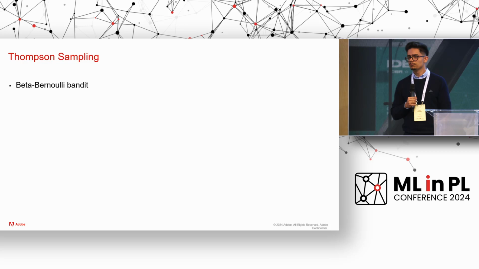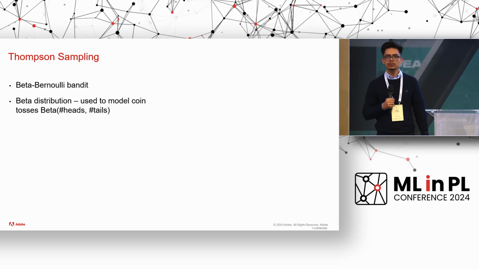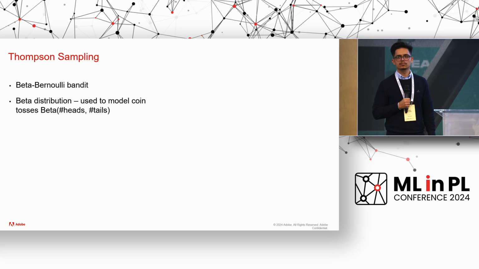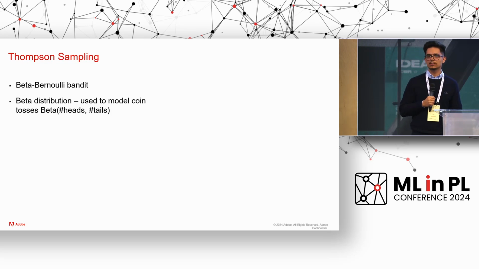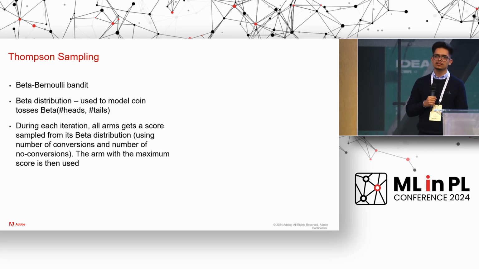It's called a beta Bernoulli bandit because it uses the beta distribution. As I said, we consider these events, the conversions or the people that don't convert, as coin tosses. So heads would be given by the number of conversions, and the tails would be the number of people that don't convert.